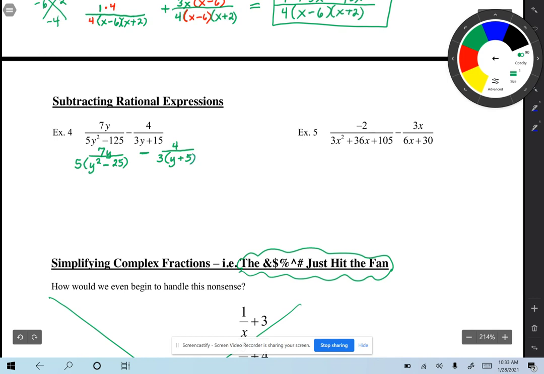We are not done factoring the first fraction because this is a difference of squares pattern. Have to be able to recognize these things. So 7y over 5 times, difference of squares pattern has 2 sets of parentheses. Square root of y squared is y. Square root of 25 is 5. One's positive, the other's negative. Second fraction is completely factored now.